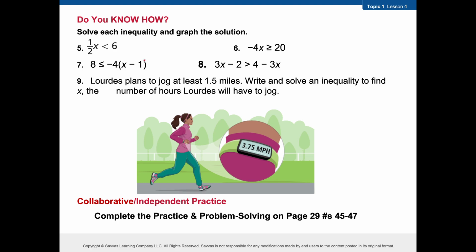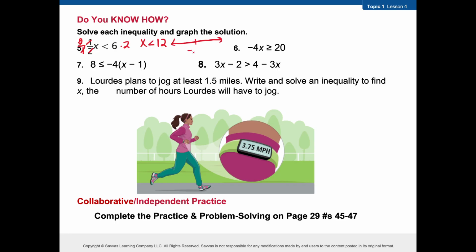Little do you know how to recap. 1/2 multiplied by x. To get rid of the 1/2, multiply by the reciprocal, 2/1, to both sides. I could just multiply by 2. x is less than 12.